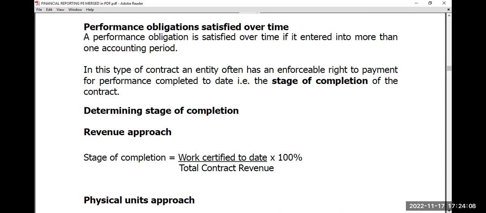But now we are satisfying the performance obligation over time. Over time, it means that these are long-term satisfactions given a long-term contract. Maybe I'm to construct a road, and that road is going to take maybe 5 years to its completion. What will happen? I will not need to wait until 5 years for me to start receiving payments.